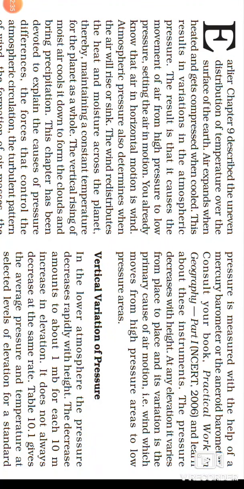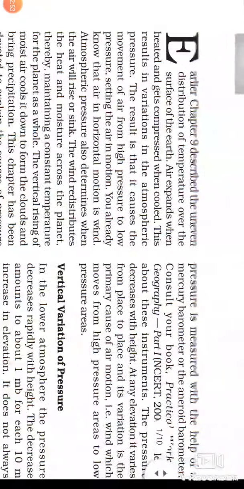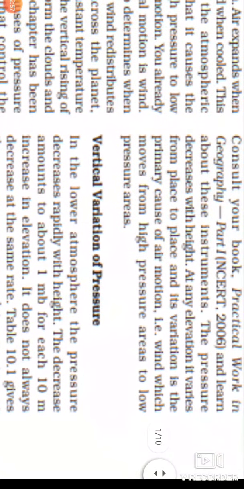So what about the apparatus which is used to measure the atmospheric pressure? There are two kinds of apparatus. One is the mercury barometer and the other is the aneroid barometer. Okay, these are the equipments being used for the measurement of atmospheric pressure, or the air pressure, you can say. The atmosphere is actually air only.